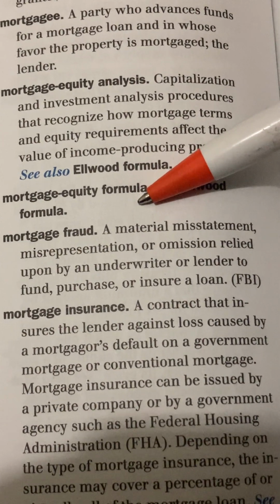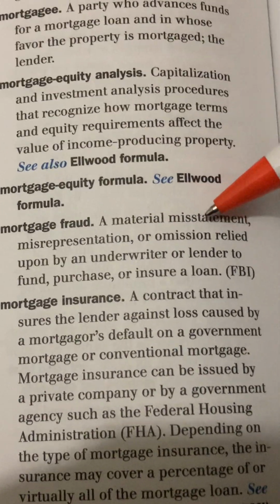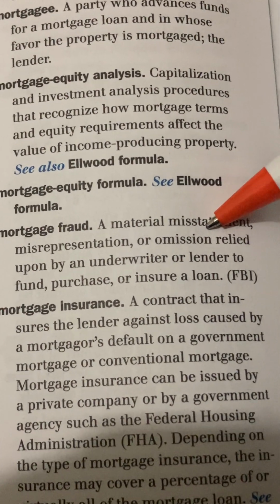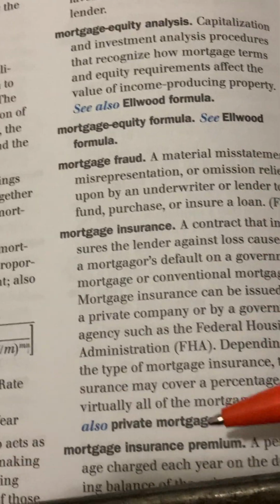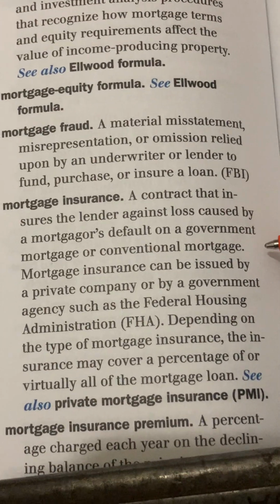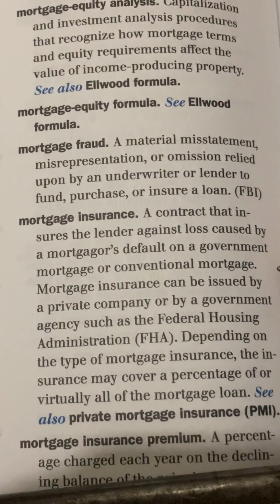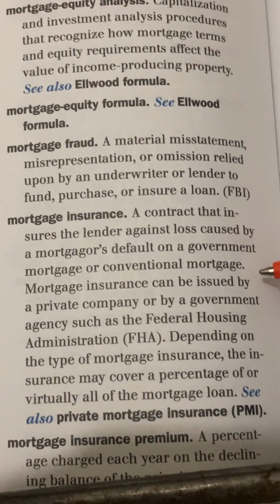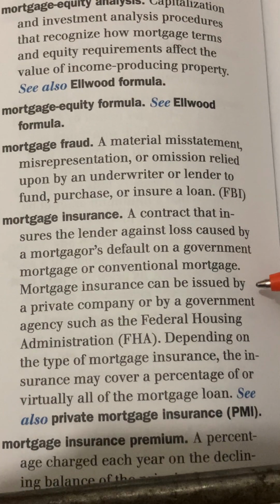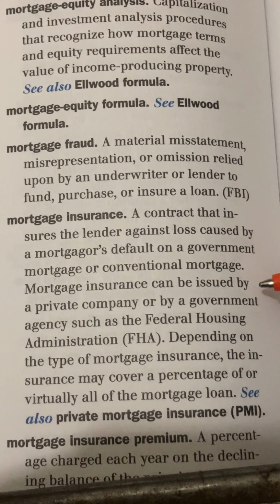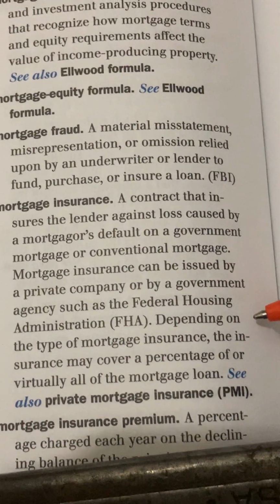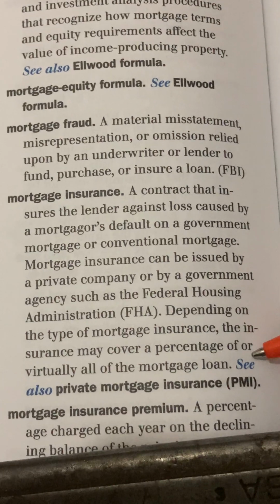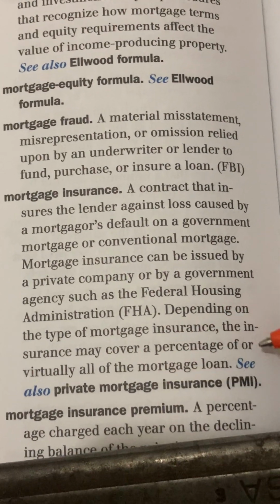Mortgage fraud, a material misstatement, misrepresentation, or omission relied upon by an underwriter or lender to fund, purchase, or insure a loan. FBI. Mortgage insurance. A contract that insures the lender against loss caused by a mortgagor's default on a government mortgage or conventional mortgage. Mortgage insurance can be issued by a private company or by a government agency, such as the Federal Housing Administration, FHA. Depending on the type of mortgage insurance, the insurance may cover a percentage of or virtually all of the mortgage loan. See also private mortgage insurance, PMI.